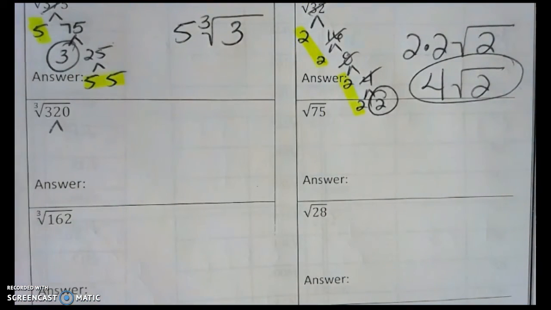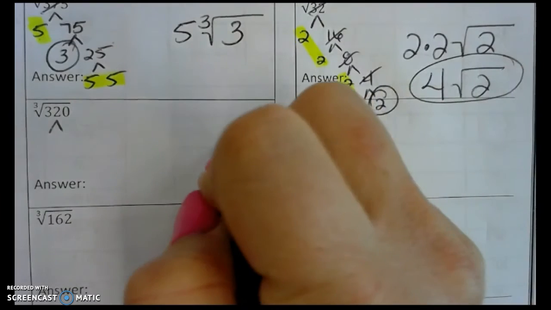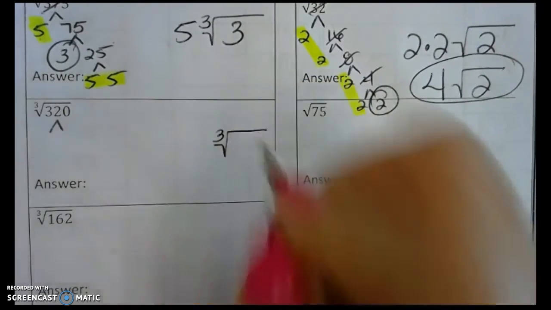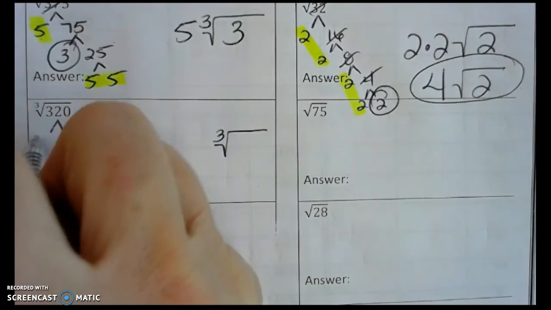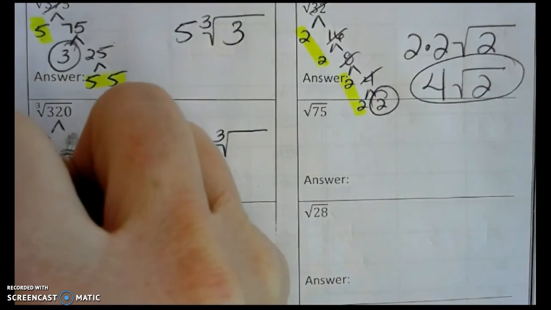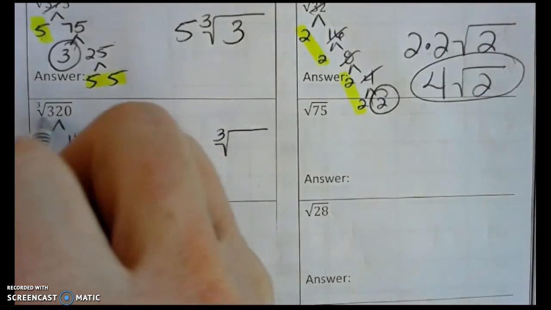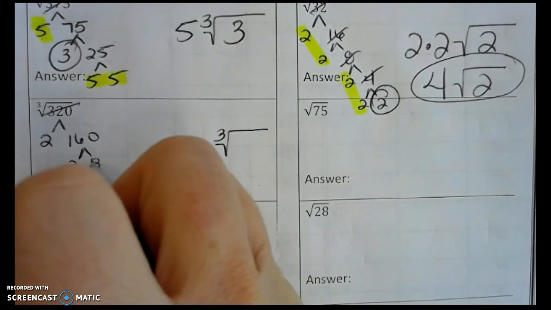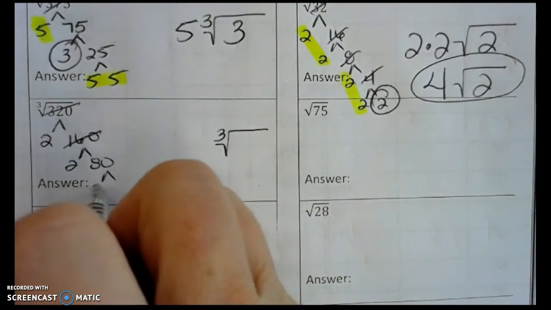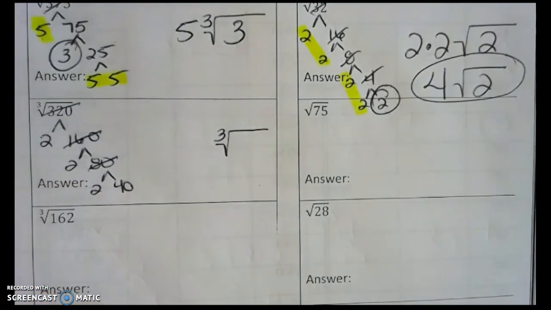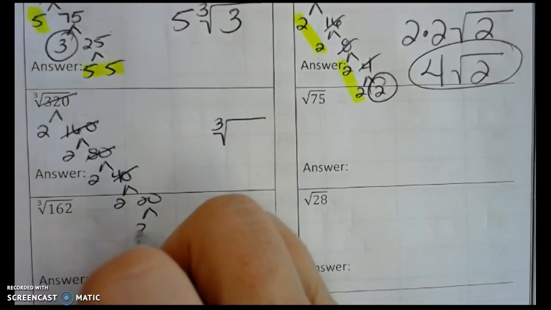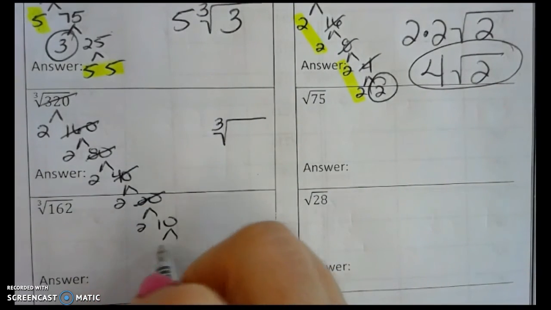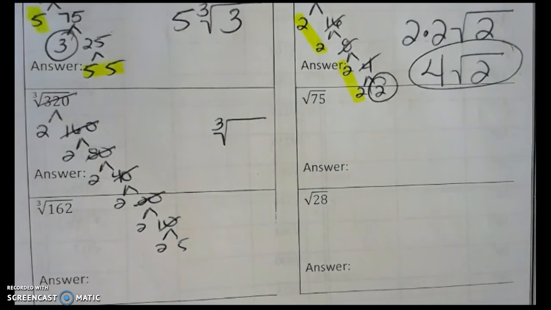The cube root of 320, the answer will still be a cube root. We are looking for groups of 3 identical factors. Going to start with the lowest number, which is 2. 2 times 160 makes 320. 2 times 80 makes 160. 2 times 40 makes 80. 2 times 20 makes 40. 2 times 10 makes 20. And 2 times 5 makes 10.